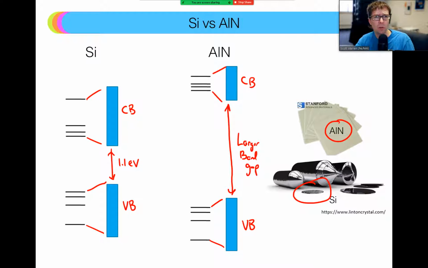That band gap is so large in aluminum nitride that we would call this an insulator. And of course, we've said that silicon is a semiconductor, and aluminum nitride is an insulator because it takes more energy to excite an electron from that valence band up into the conduction band. It takes more energy than in silicon. So silicon is going to be more conductive. Aluminum nitride is less conductive, and that's why we call aluminum nitride an insulator.